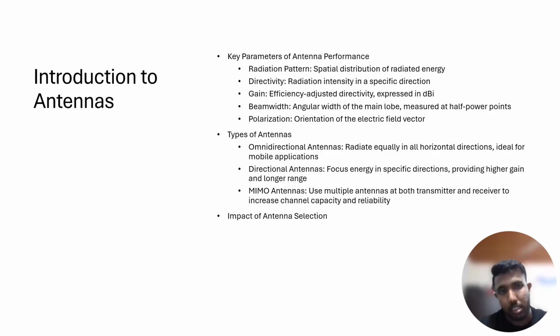Next one, beam width. Beam width refers to the angular width of the main lobe in the radiation pattern, typically measured at half power 3 dB points. Narrower beam width indicates more focused energy and higher gain, but requires more precise aiming.